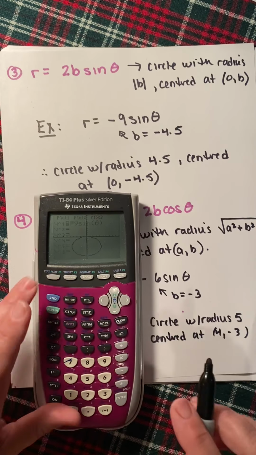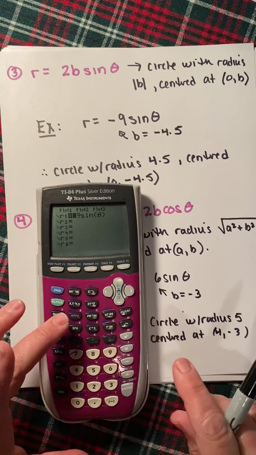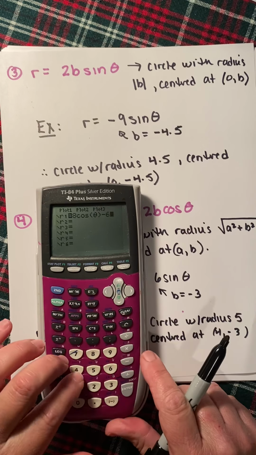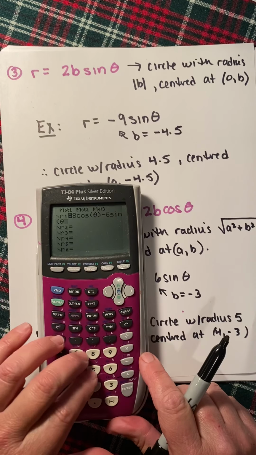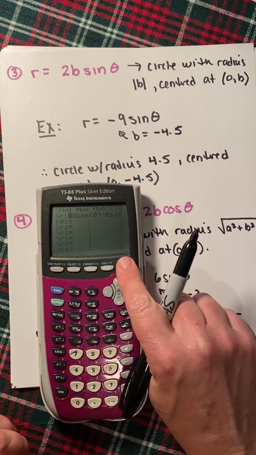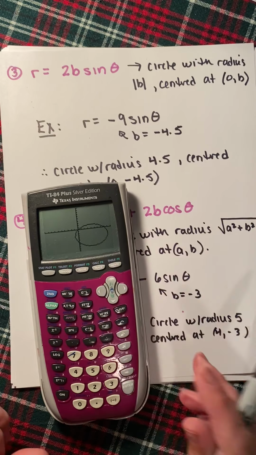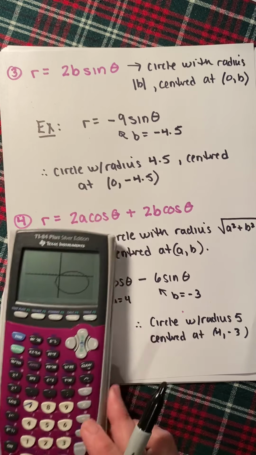It's not bad to try converting these. So let's do that. Let's do r equals 8 cosine theta minus, make sure you use your parentheses properly, 6 sine theta, and there we go. There's my circle, centered at 4, -3, and if you count, that radius will be 5.